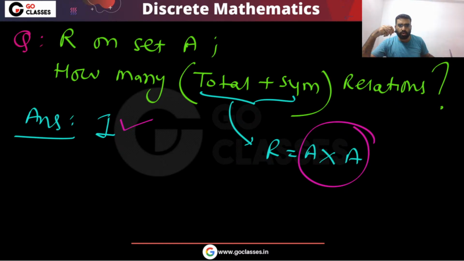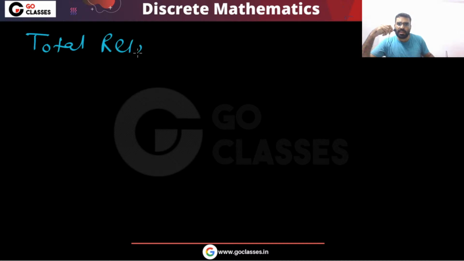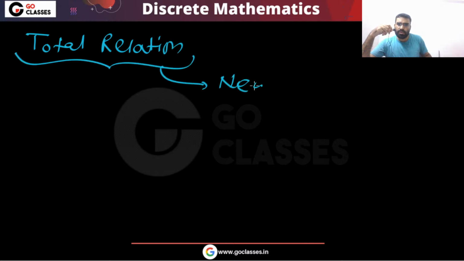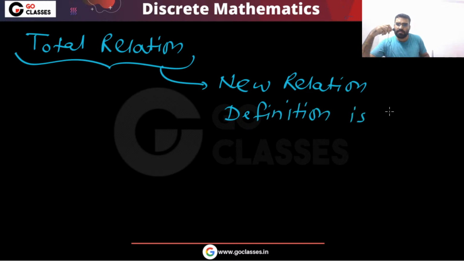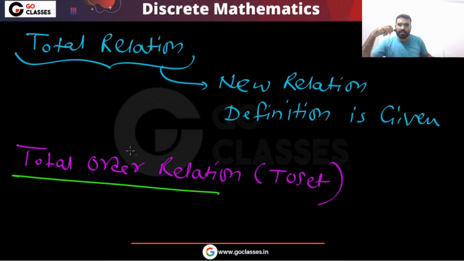This is not total order. This is total relation. Please understand, the question is not asking about total order. This is the definition given for total relation. In the question, a new type of relation, total relation, is defined. A new relation definition is given to you. The question is not talking about total order relation. Total order relation, which is TOSET, total order set, is different. These two are not the same.